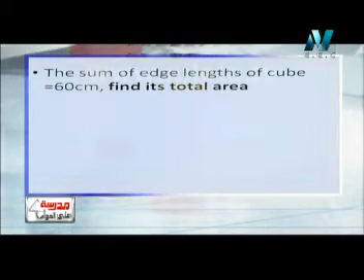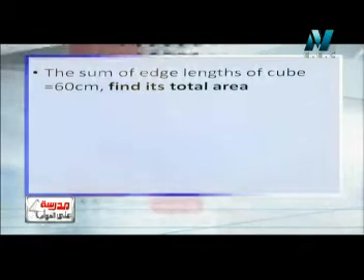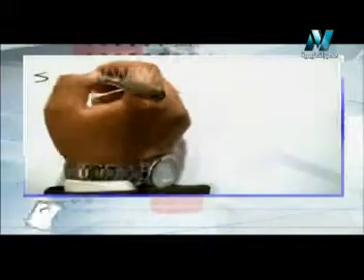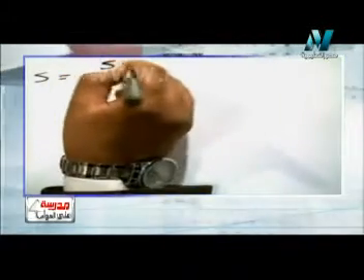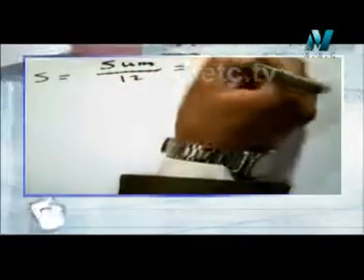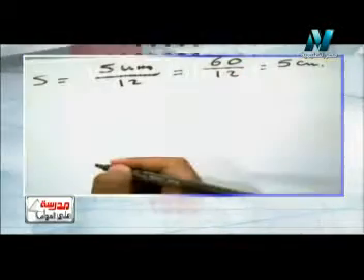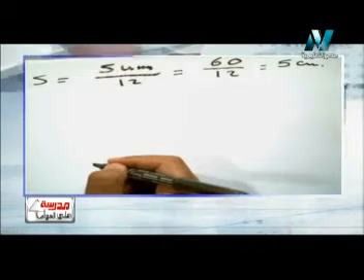Like this example, the sum of edge lengths of a cube equals 60 centimeters. Find its total area. To find the side length from the sum of edges, we will divide the sum over 12. We have 60 divided by 12, which equals 5 centimeters.